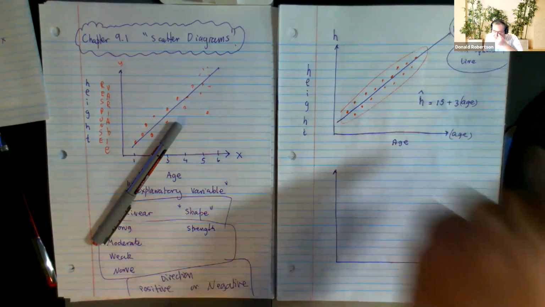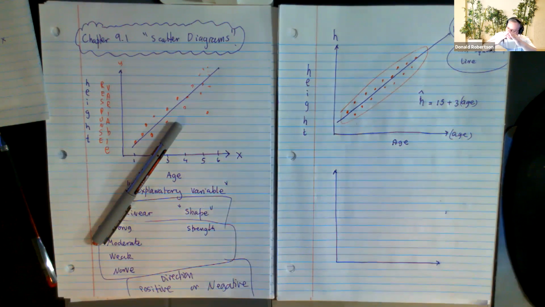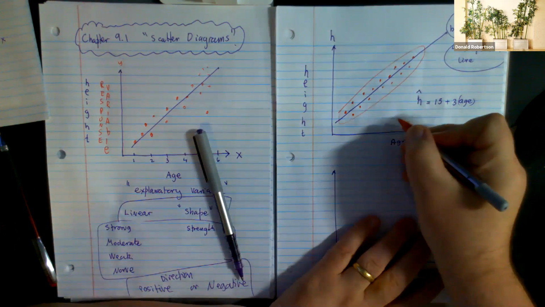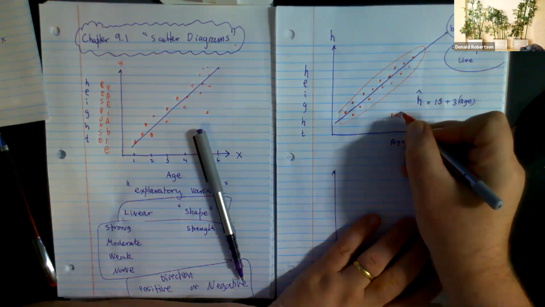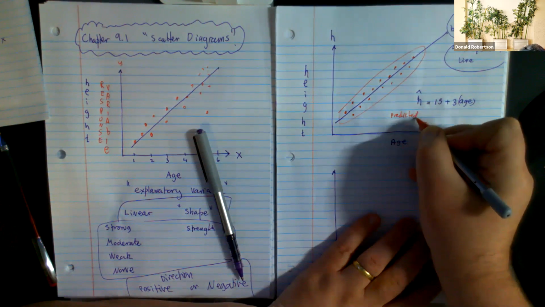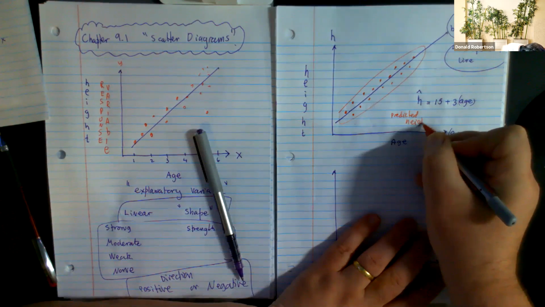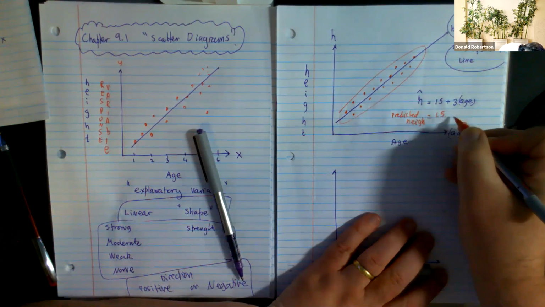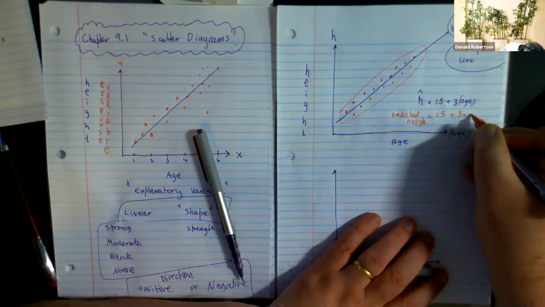And some textbooks put a funny little hat above it, you know, the little caret symbol. You read this out as the predicted height is equal to 15 plus 3 times the age of that child.